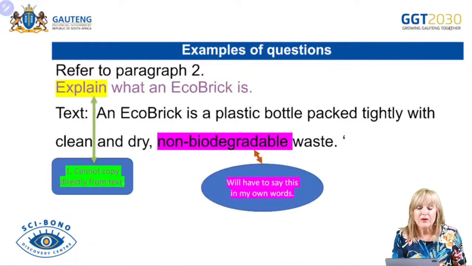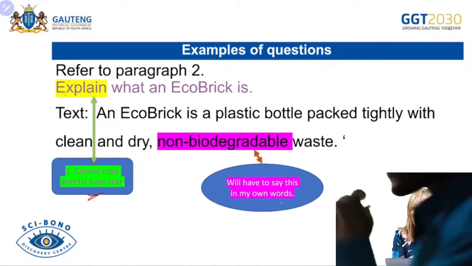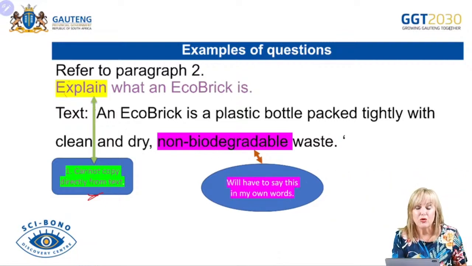Example of a question: refer to paragraph 2, then they say explain what an eco brick is. In the text, if you go back to paragraph 2, it says an eco brick is a plastic bottle packed tightly with clean and dry, non-biodegradable waste. So explain means you cannot copy directly from the text. Non-biodegradable, you will have to put that in your own words.